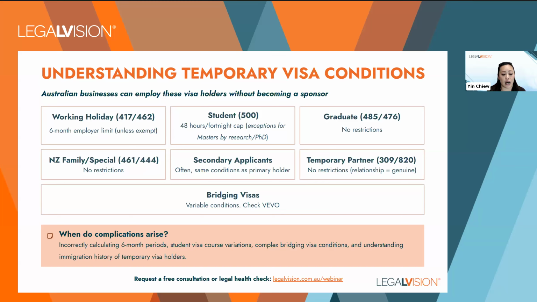And then obviously it gets quite complex when we talk about bridging visas, because there are 6 different bridging visas as well, and they can have different conditions. So where it's unclear, it's always important to get advice around that, because usually the employee's previous immigration history really informs around what the conditions are that apply to their current visa, particularly when it relates to bridging visas as well.